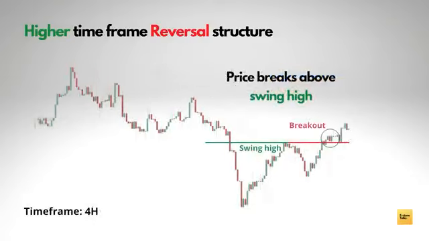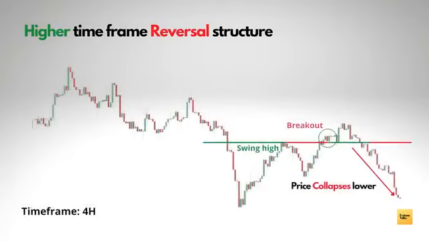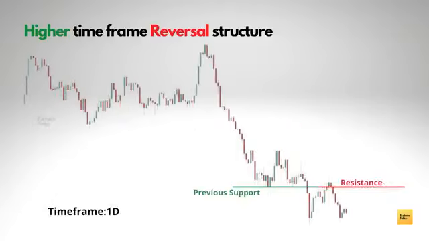In this example, the price apparently breaks above the swing high and then it collapses lower below the support level. At this point, a lot of unaware traders would have bought the breakout on the upside only to get caught on the wrong side. And why is that? This is a chart in the 4-hour time frame. Now let's see the same chart on a higher time frame, for example a 1-day period.